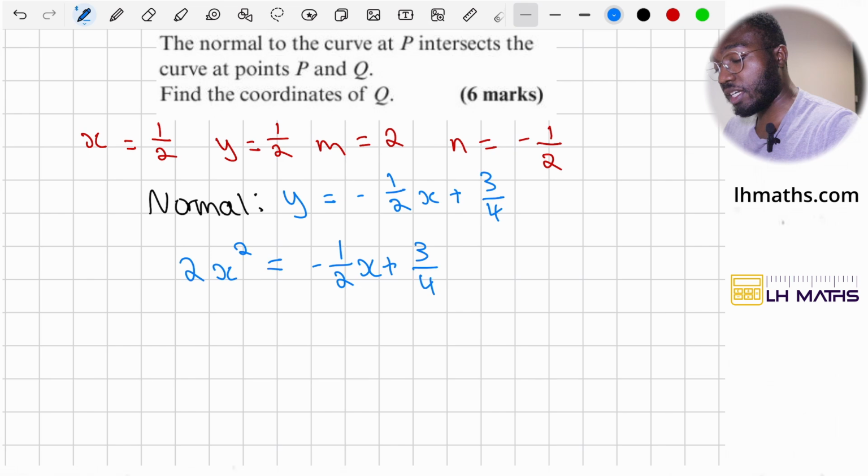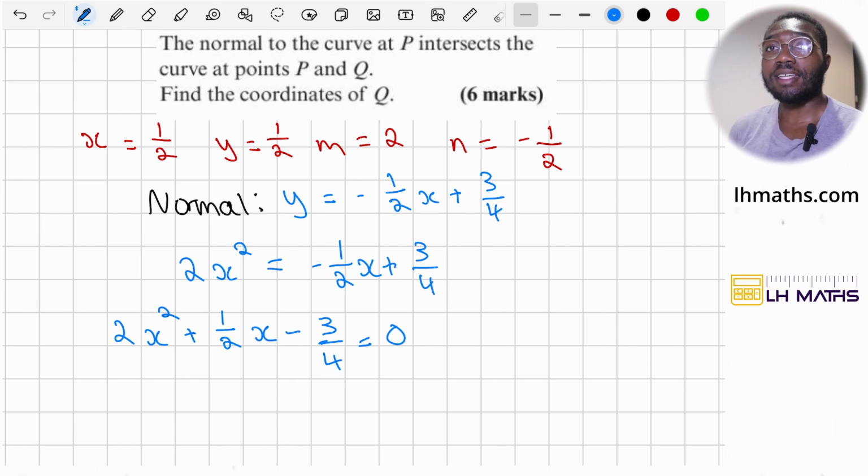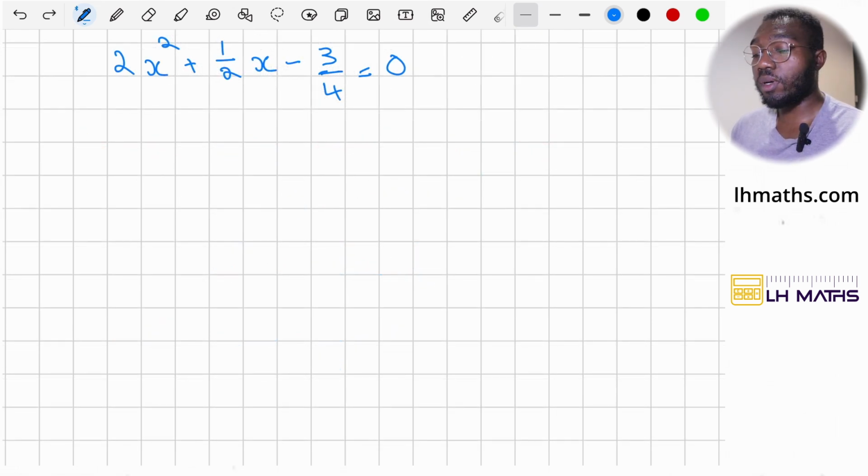And you may already see what's going to happen when we put everything to one side. Let's bring everything to the left side. So it'll be 2x squared plus a half x minus 3 over 4, and that is equal to 0. And now we have a quadratic equation which we need to solve.